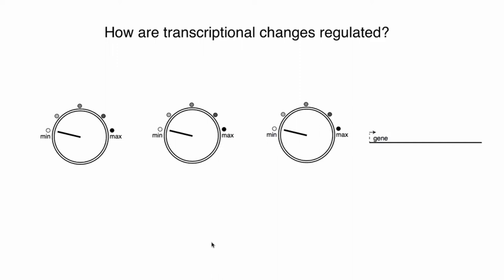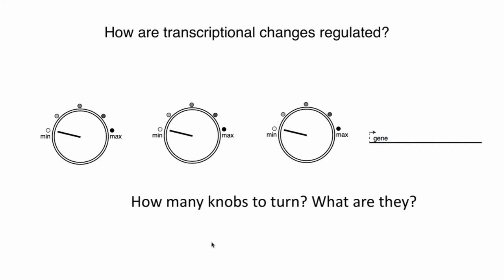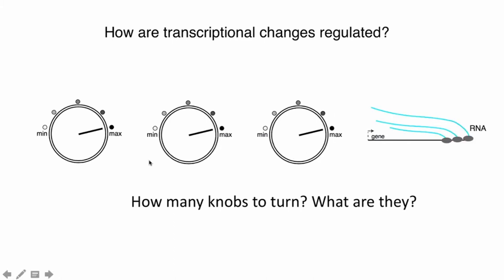One way we could think about this is that there are a certain number of knobs that have to get turned up during differentiation. So a gene like beta globin would start out off in a stem cell, and then if you turn up a number of transcriptional knobs, now that RNA is able to be produced. But we wanted to know, how many knobs do you really have to turn in order to get a gene to turn on?